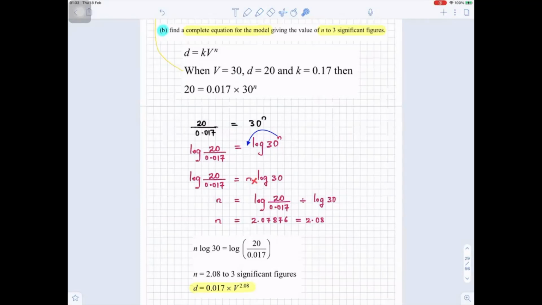So how do we get n? We divide by log of 30. So n is equal to log (20 / 0.017) divided by log 30. And that gives you n to be 2.08. So you can write it as d = 0.017 v^2.08. So that's the complete equation for the model. You got your d, you got your k, you got your v, and then you got your n, 2.08.